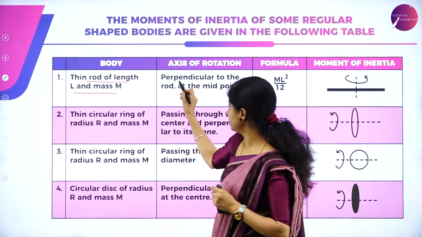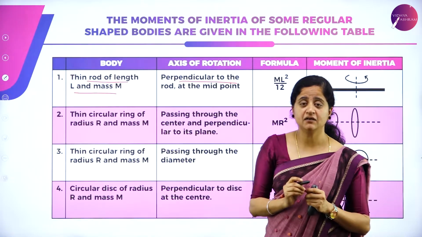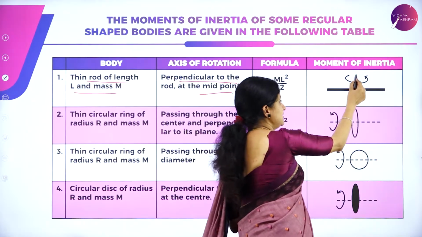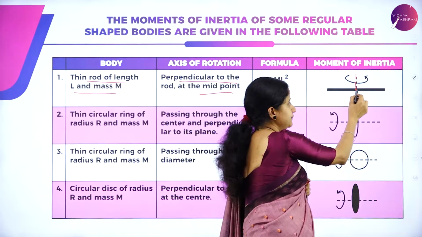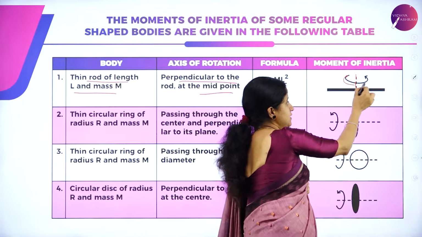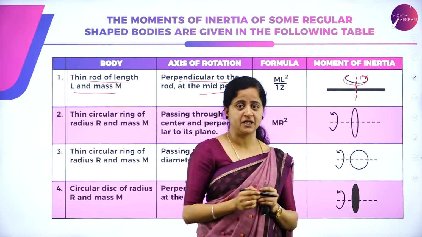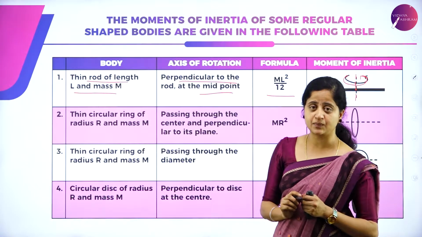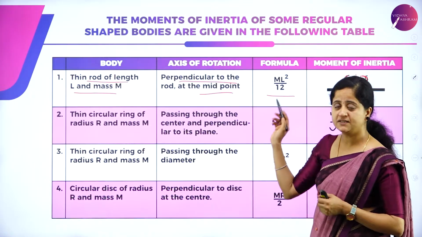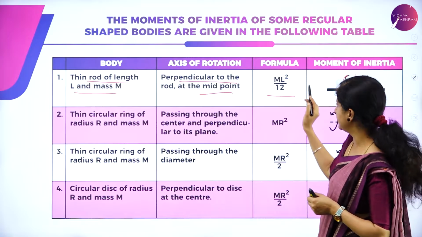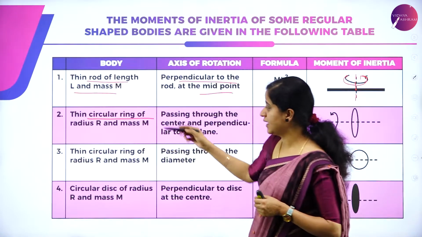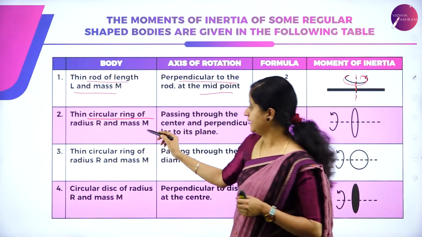Their axis of rotation is perpendicular to the rod at the midpoint. You can observe the axis of rotation for a thin rod is the midpoint and it is perpendicular. So, this is how it rotates. The formula to find the moment of inertia is ml square divided by 12. What is m here? The mass of the rod. L is the length. Similarly, the next one we have is a thin circular ring of radius r and mass m.